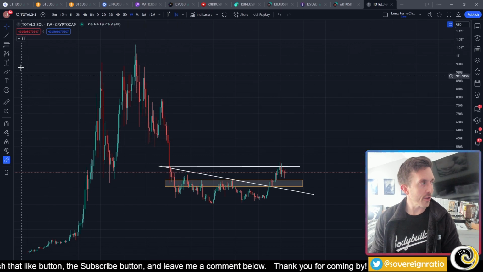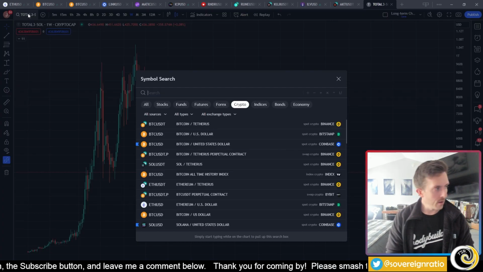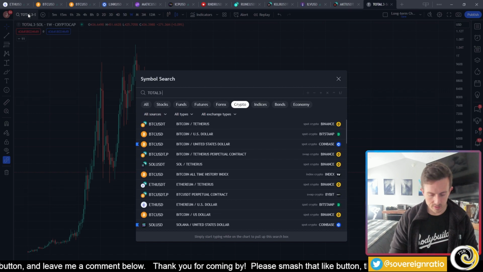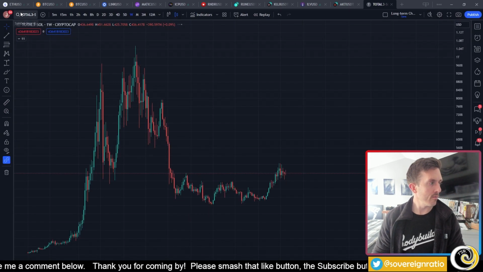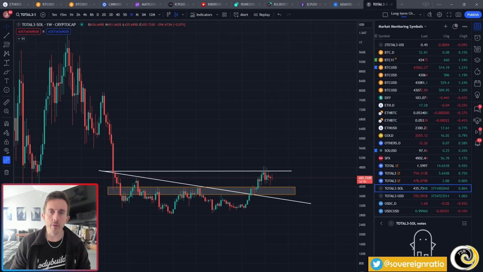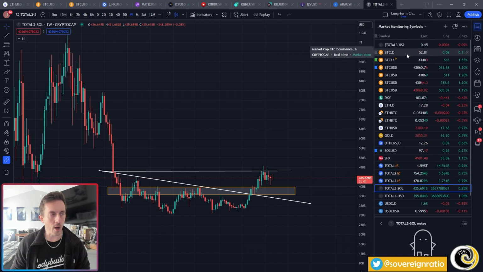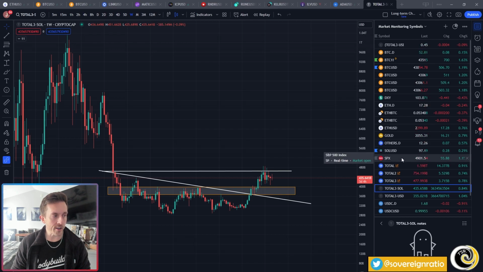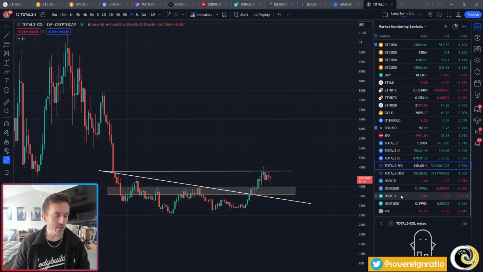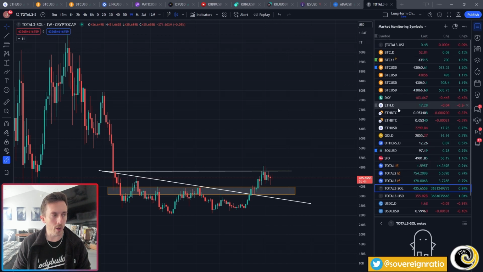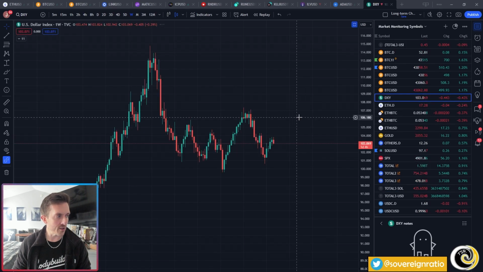You can create indicators like this by just typing up here and typing total 3 minus Sol. Hit enter, and it pops right up. One other thing that you can see on the right-hand side of the screen there is a category for market monitoring symbols. For me, that's where I keep things like this, along with some other ones that I haven't mentioned yet. There's Bitcoin dominance, Bitcoin futures, 4 different Bitcoin charts, Ethereum dominance, gold, the SPX, USDC dominance, USDT dominance, a lot of other ones. One I want to pull up right now is the DXY, which is the dollar currency index.